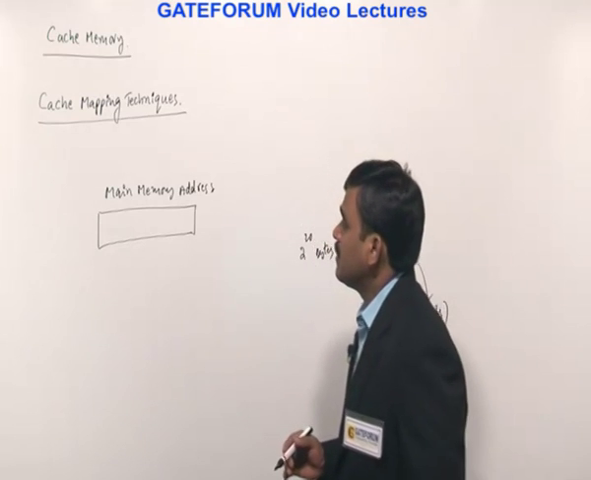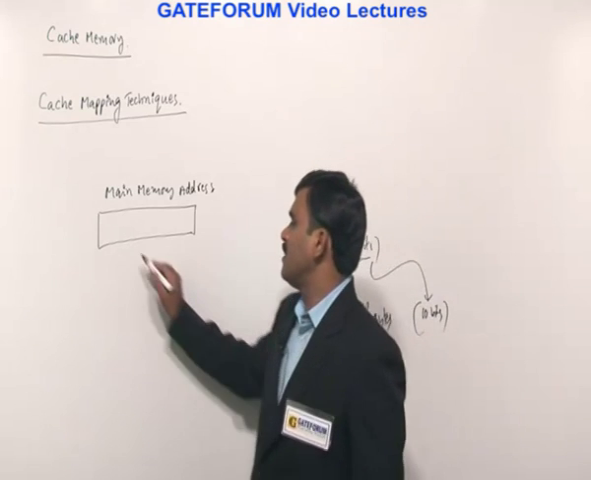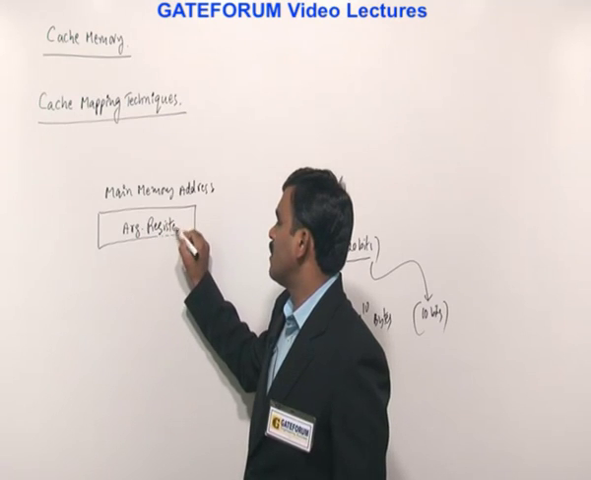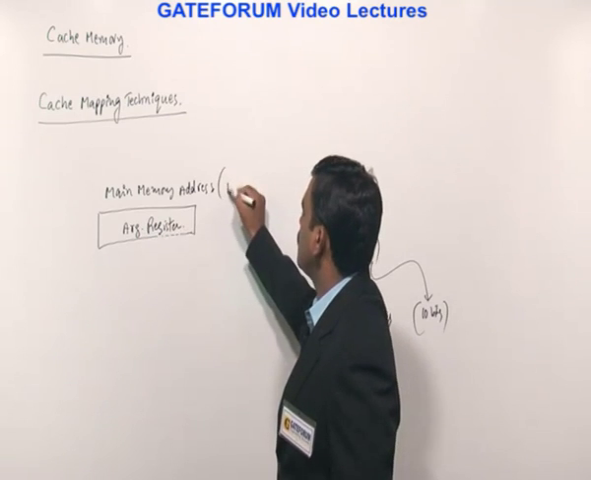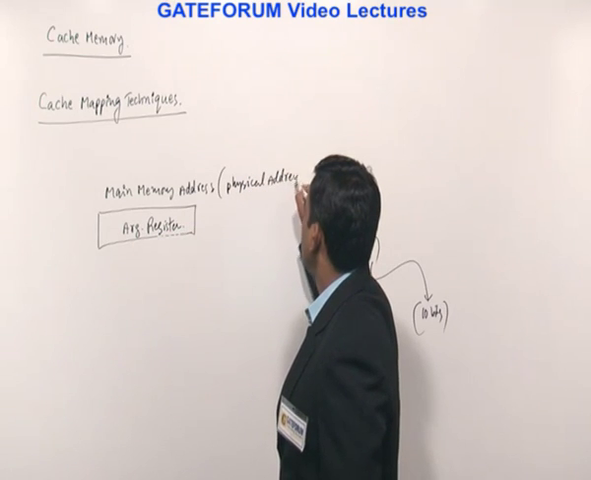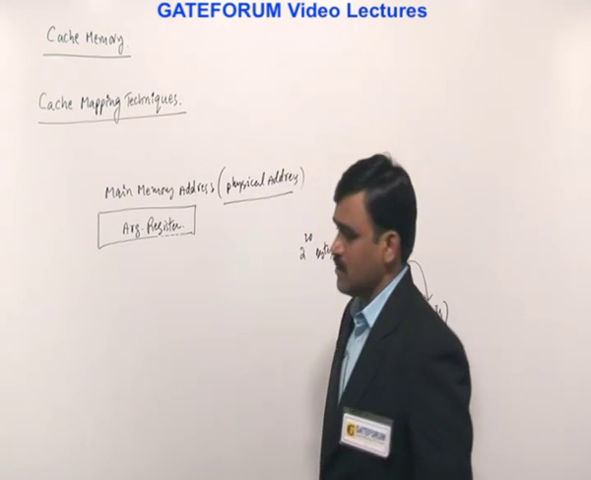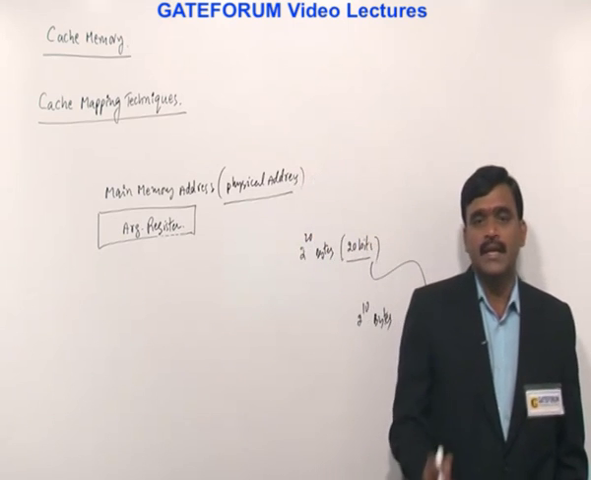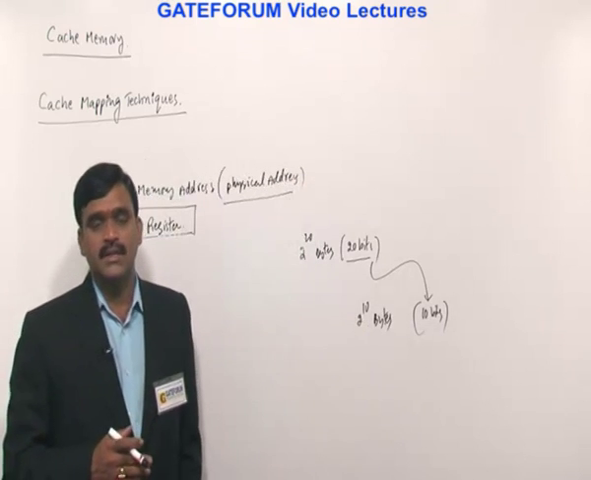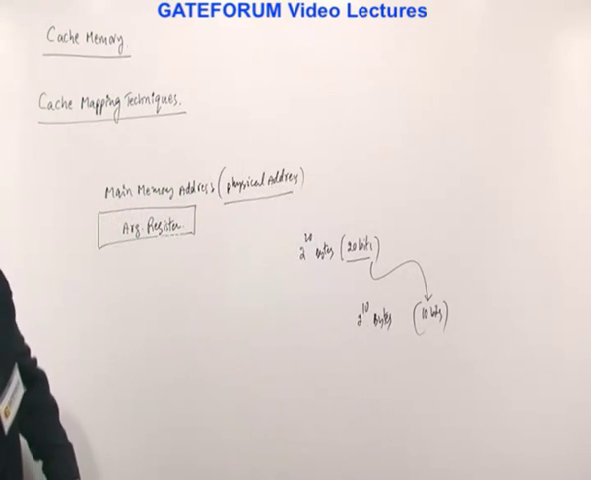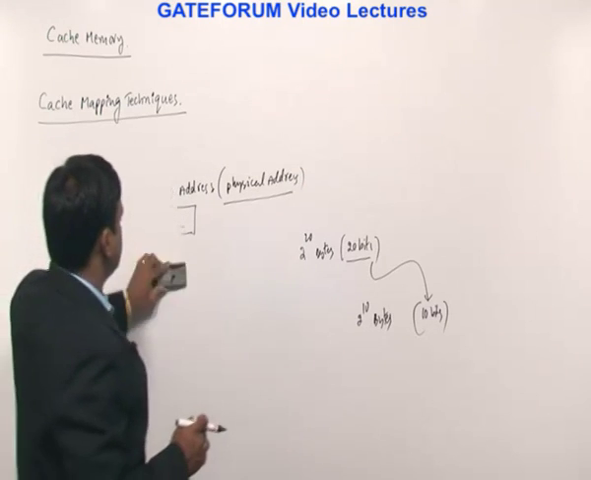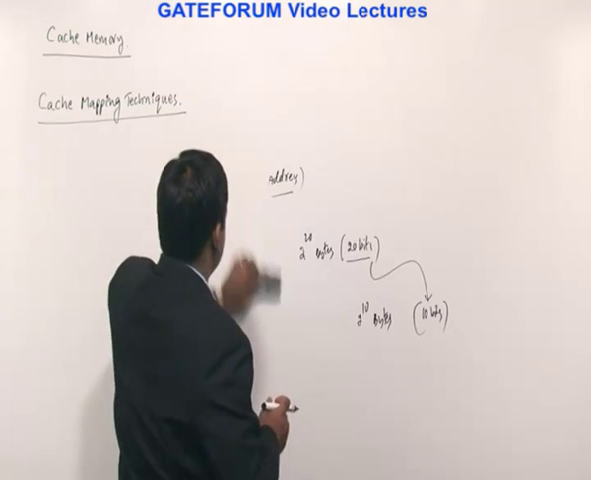There are different mapping techniques to map the main memory address. The main memory address we can store in the argument register. This argument register contains the main memory address, which we can also call the physical address. When the physical address is generated, it must be mapped to the cache, because we have to refer to the cache first. When the data is not found in the cache, then we have to go to main memory. So the main memory address we have to convert into a cache memory address.